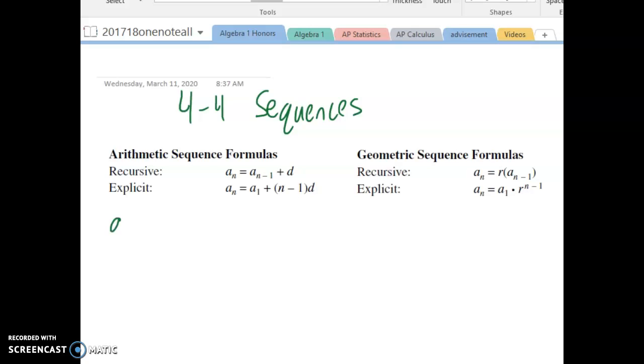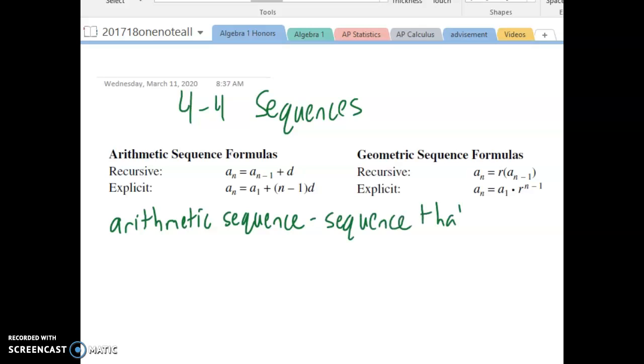So the common difference of an arithmetic sequence is like the slope of a linear function. Okay. So, an arithmetic sequence is a sequence that has a common difference.